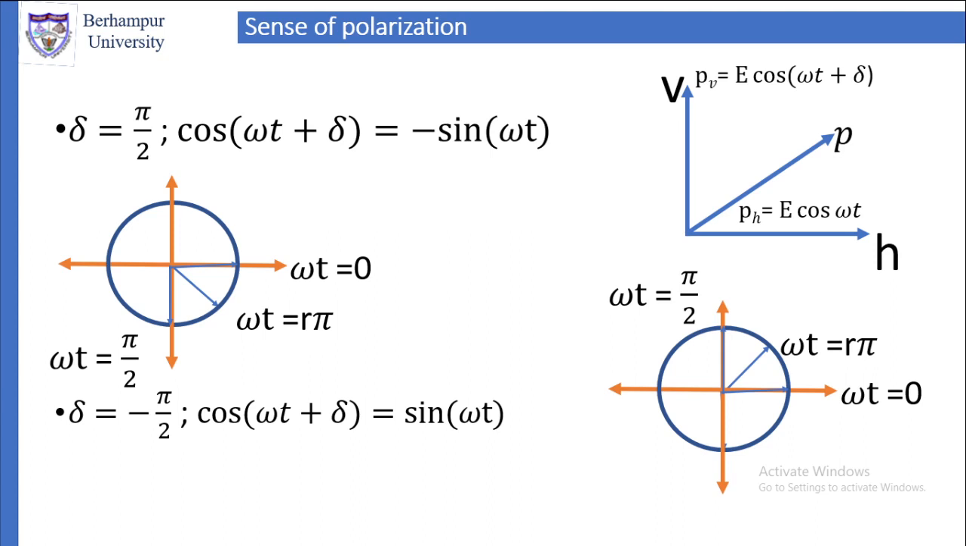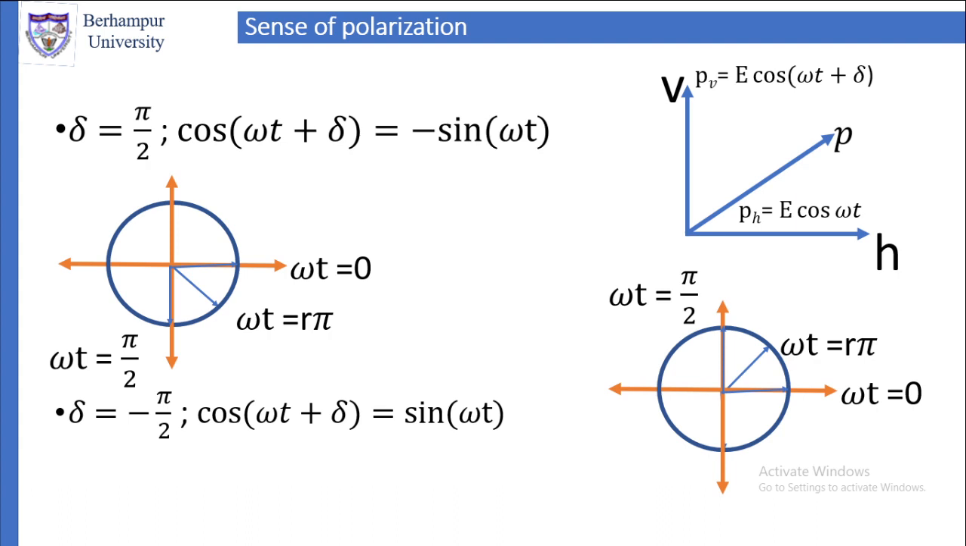Take your right hand, curl your fingers and extend your thumb. The thumb is the direction of propagation and the curled fingers are the sense of rotation. So when the wave is propagating away from you and the sense of rotation is along the curl direction, it is right hand propagation. Similarly, take the left hand. If it is coming towards you, then it is left hand propagation. So this is about the sense of polarization: left hand circular polarization, right hand circular polarization, or left hand elliptical polarization and right hand elliptical polarization.